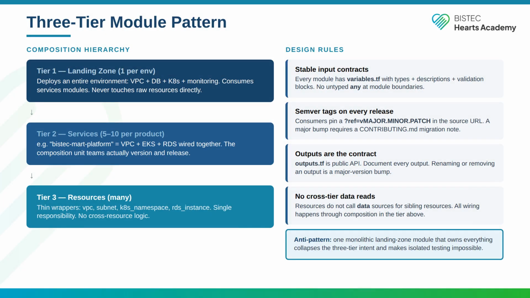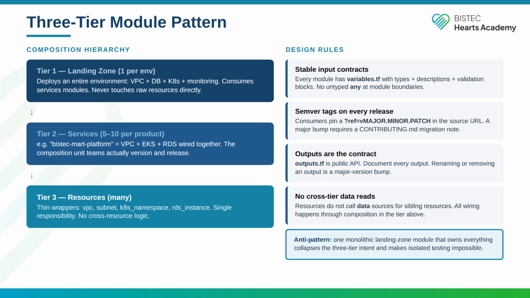The 3-tier module pattern solves the fundamental problem of Terraform repositories, where everything is in one root module, and no part of it can be tested or changed independently. Tier 3 is resource modules, thin wrappers around individual cloud resources, a VPC, a subnet, an RDS instance, a Kubernetes namespace, single responsibility, no cross-resource logic. These change rarely and are released with semver tags independently of everything above them.